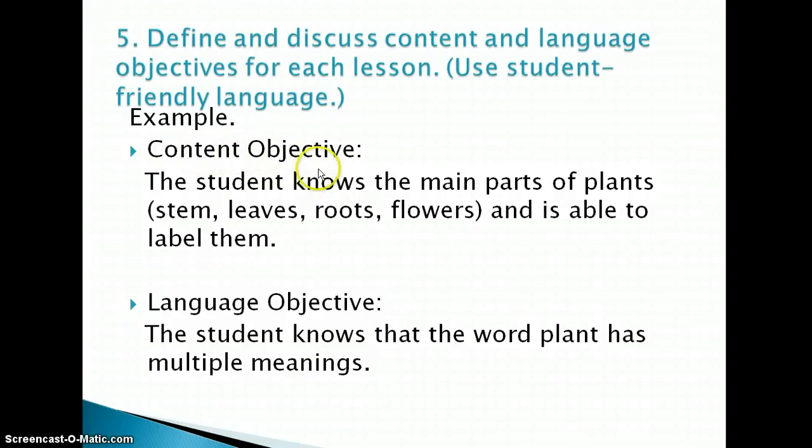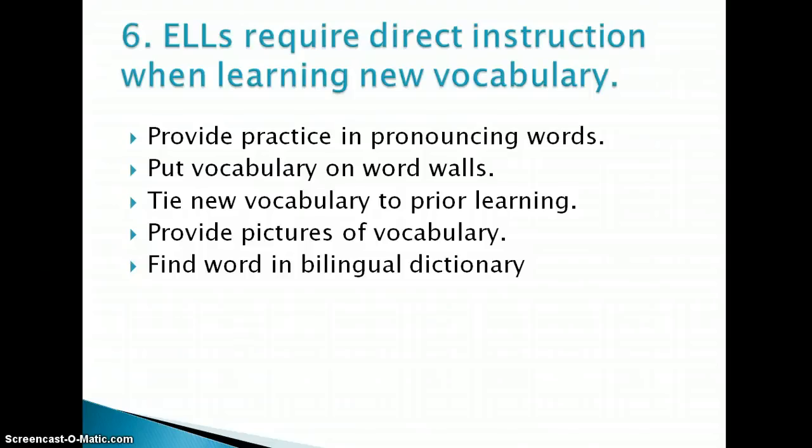The first one is a content objective, which is the student knows the main parts of a plant, stem, leaves, roots, flowers, and is able to label them. The language objective, which would be for your English language learner, is that the student knows that the word plant has multiple meanings. The sixth thing to remember is that ELLs require direct instruction when learning new vocabulary. Some things you can do to help them with this is to provide practice in pronouncing words, put vocabulary on word walls, tie new vocabulary to prior learning, provide pictures of vocabulary, and find words in bilingual dictionaries.